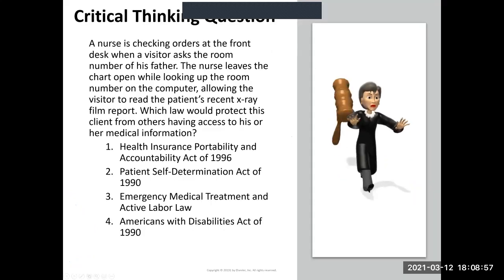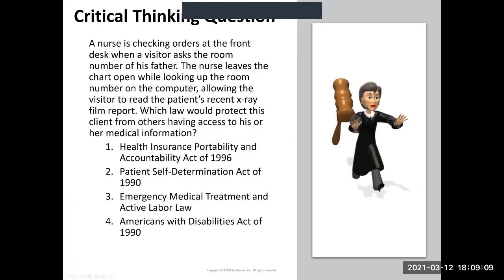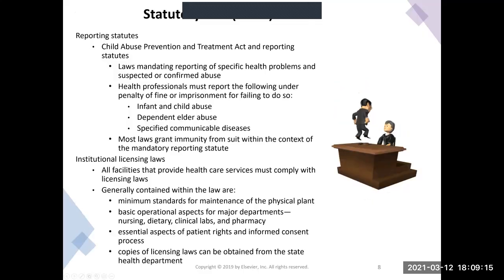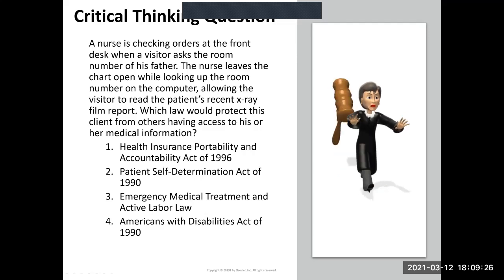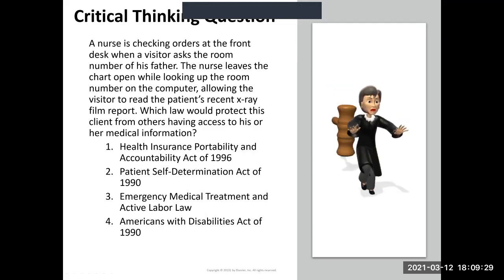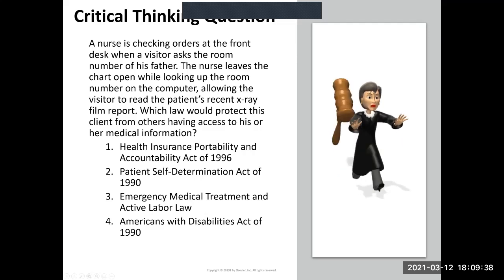Okay, so if you look at this question: a nurse is checking orders at the front desk when a visitor asks for the room of his father. The nurse leaves the chart open while looking up the room number on the computer, allowing the visitor to read the patient's recent X-ray film reports. Which law will protect this client from others having access to his or her medical information? We already know it's HIPAA, right? The Health Insurance Portability and Accountability Act. So be careful. Many nurses have fallen victim to this out of the goodness of their hearts. They think that they're doing the right thing. It can go from a fine to imprisonment. So be careful. The answer is 1.